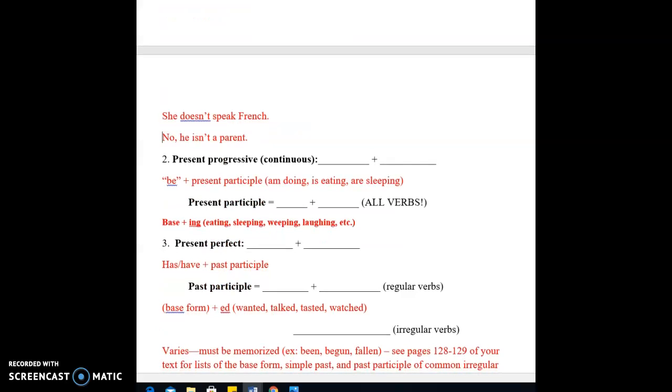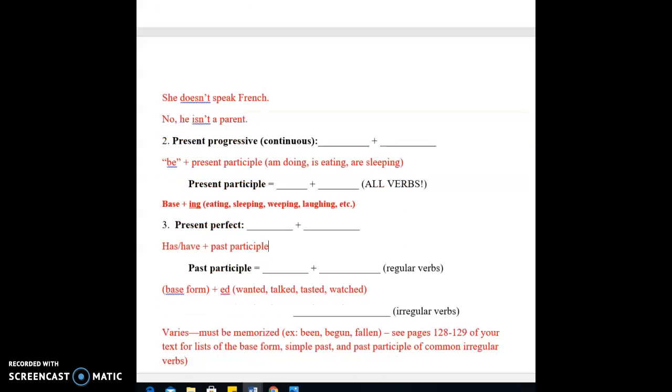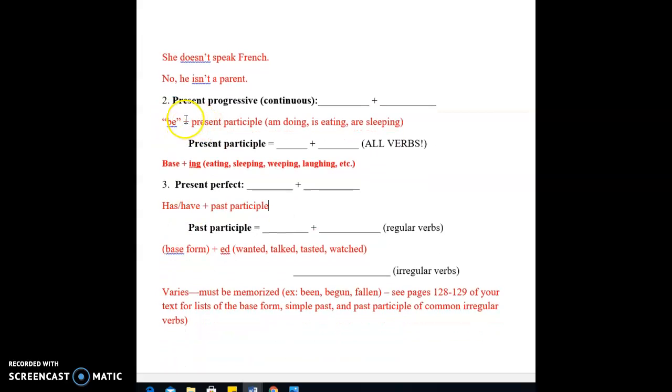Okay. Present progressive, or continuous. To form that, you always use some form of be that's going to have to agree with your subject in number, okay? Like they are, he is, I am, okay? Plus you use the present participle. And the present participle for all verbs is the base verb plus ing. So here, I am doing, he is eating, they are sleeping. You can see do, eat, sleep, plus ing to form the present participle.